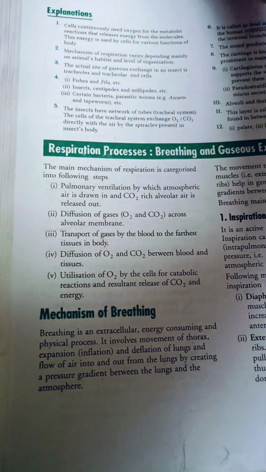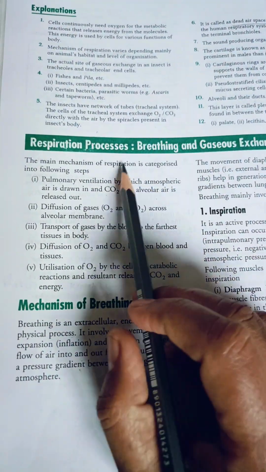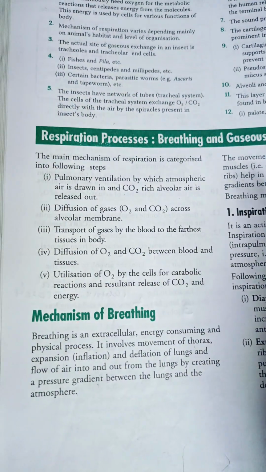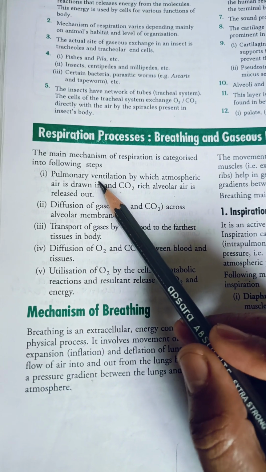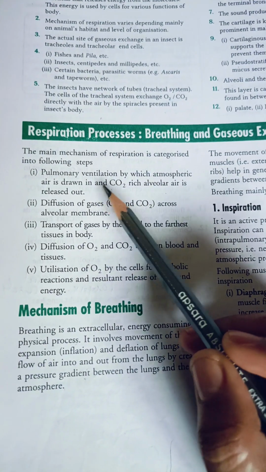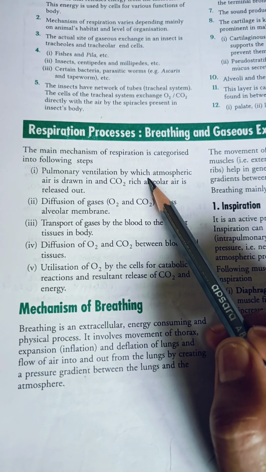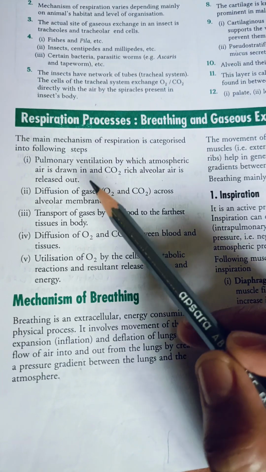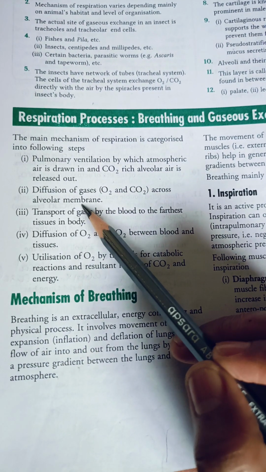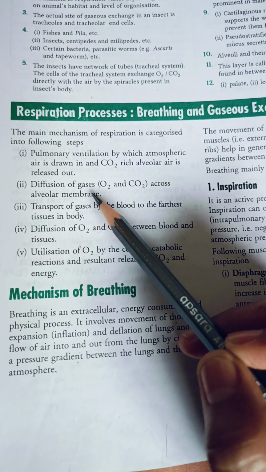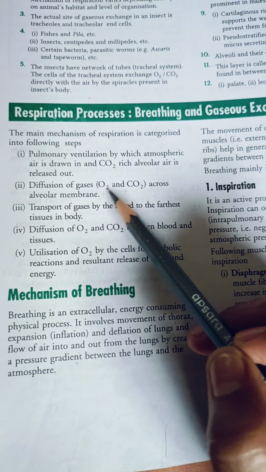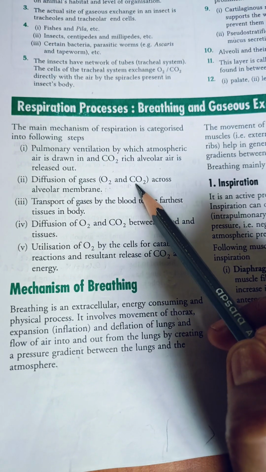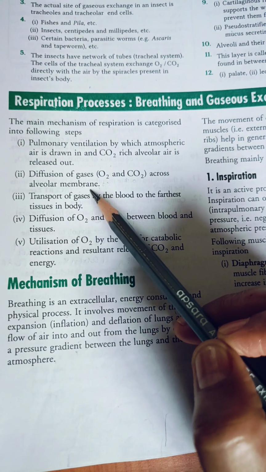The main mechanism of respiration is characterized into the following 5 steps. First, pulmonary ventilation, where air from the atmosphere is drawn in and CO2 is released out. Second, at the level of the alveolar membrane, where O2 and CO2 are exchanged, or diffusion of gases O2 and CO2 takes place at the alveolar membrane.